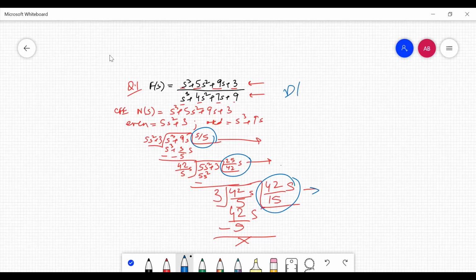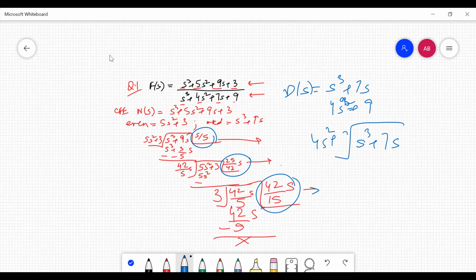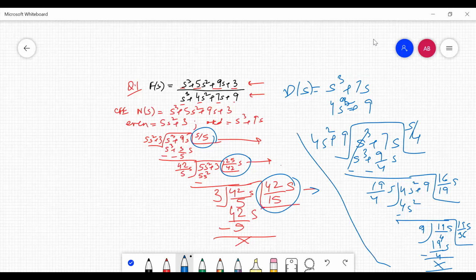Now let's take the case of the denominator. Separating again the odd and the even parts, we get s cube plus 7s and 4s square plus 9. So s cube plus 7s is going to get divided by 4s square plus 9. Now we have taken the CFV of the denominator and all the quotients have again come out to be positive. So we will say that both the numerator as well as the denominator are Hurwitz polynomials.